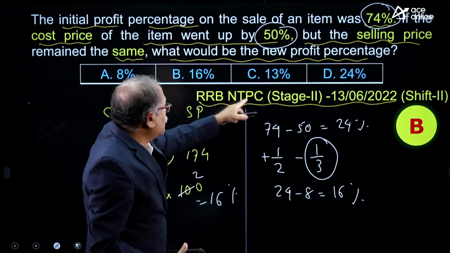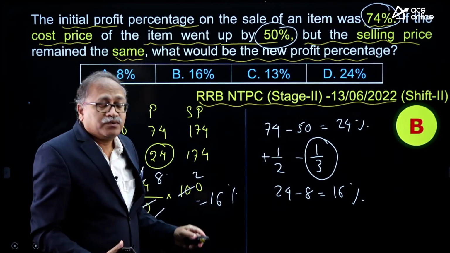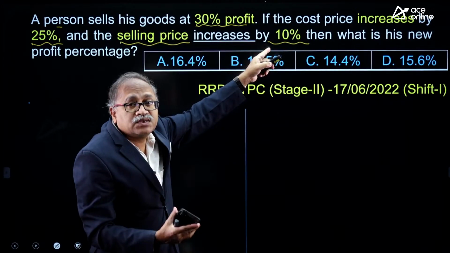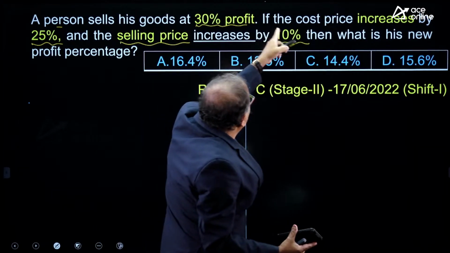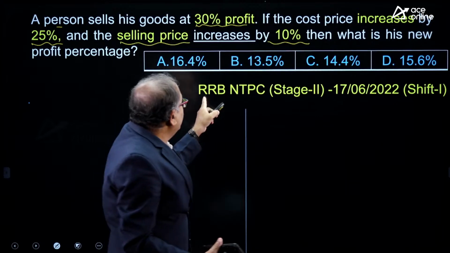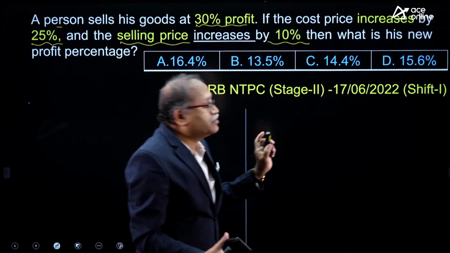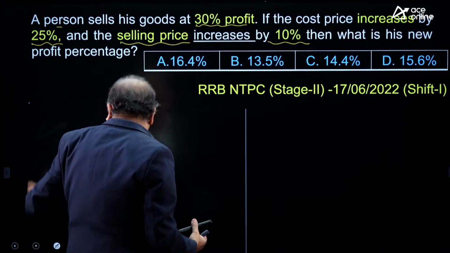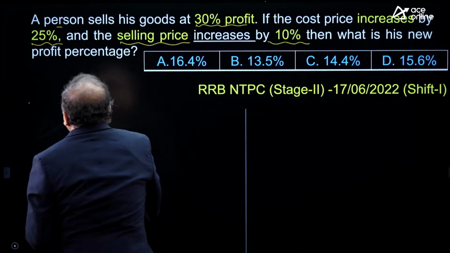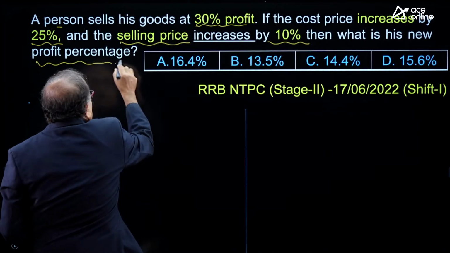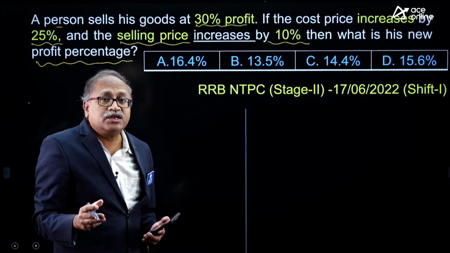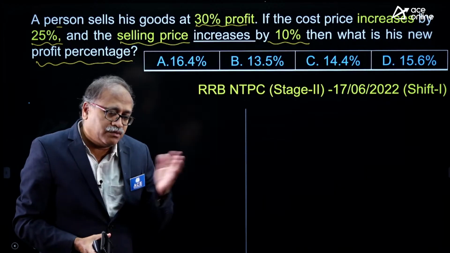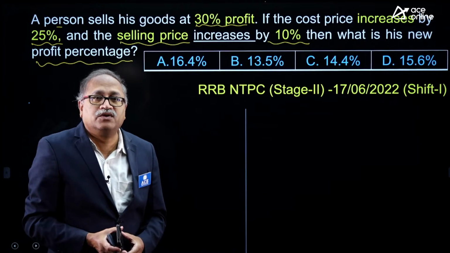Now here, this is RRB NTPC 2022. Here the selling price is not the same. The selling price is also increased by 10%. Look at this one, RRB NTPC 2021 Stage 1. So what is the new profit percentage? There are two methods. Generally my competitor will do one method, and we will make a difference with a different approach.